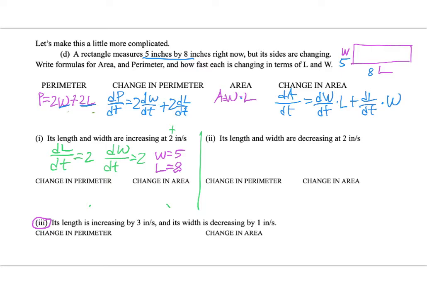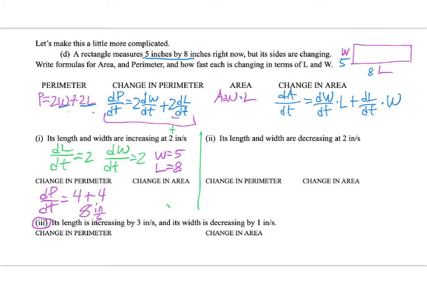Change in perimeter. I'm going to plug these values in now. So I've got dP dt, and we have a formula for that. 2 times dL dt, which is 4, plus 2 times dw dt, I said those backwards, which is also 4. That's going to be 8 inches per second.